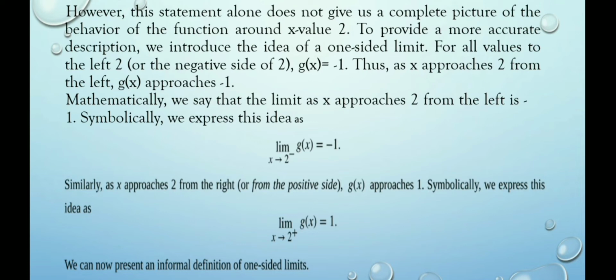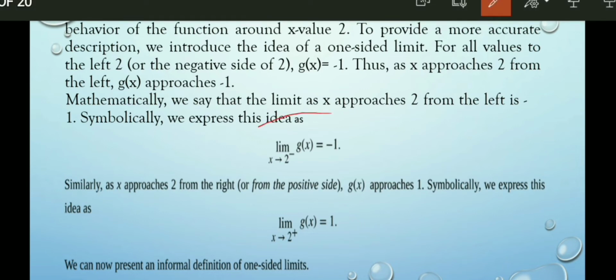So we can write or express this idea as this. The limit as x approaches 2 from the left is negative 1. Similarly, as x approaches 2 from the right or from the positive side, g of x approaches 1.